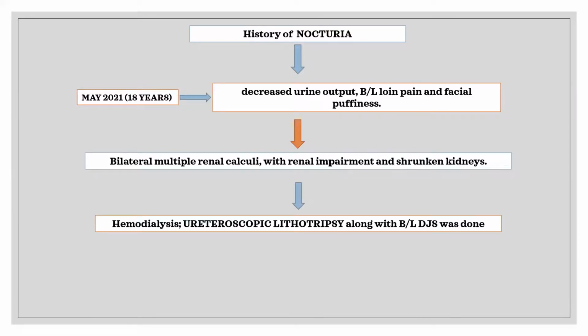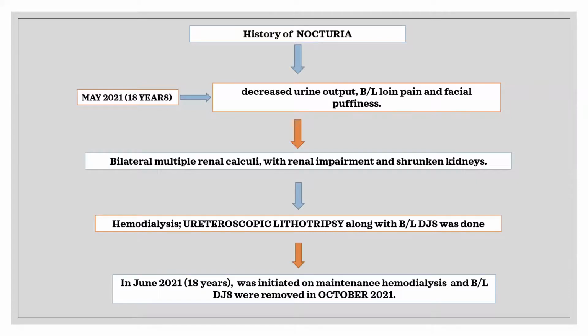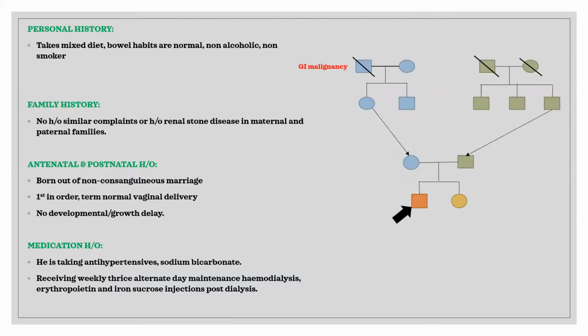He was treated with hemodialysis, ureteroscopic lithotripsy, along with bilateral DJ stenting. And his renal function didn't improve. And in June 2021, he was initiated on maintenance hemodialysis, and bilateral DJ stents were removed in October 2021.